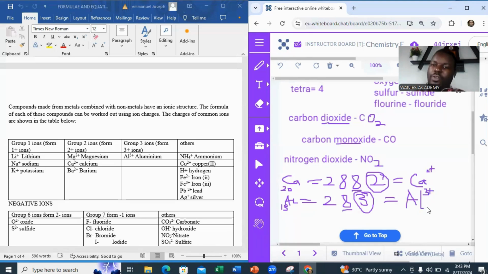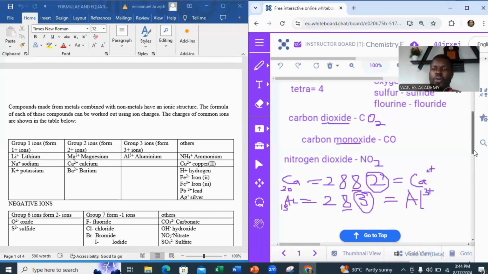So for the sake of speed, all you need to do is, when you hear the name of the ionic compound, just pick your periodic table. Oh, where is this metal located? If it's located in group 1, then the charge of the ion of that metal will be +1. If it's in group 2, then the charge of that metal will be +2. If the metal is in group 3, then the charge will be what? 3+. So that is for metals.